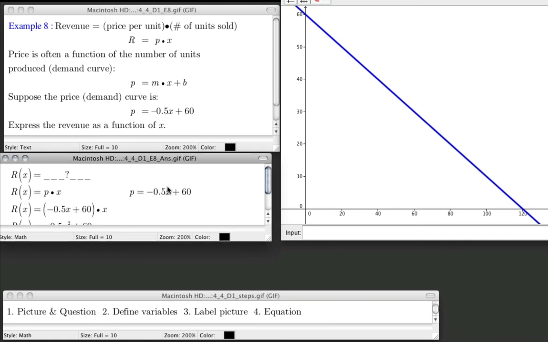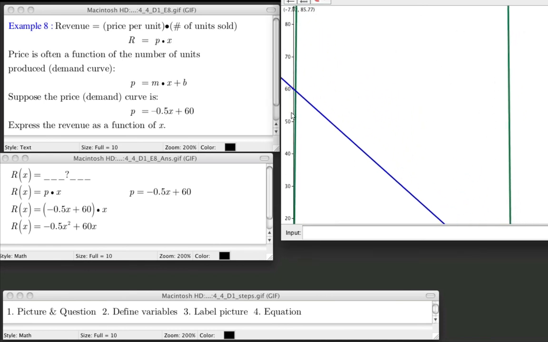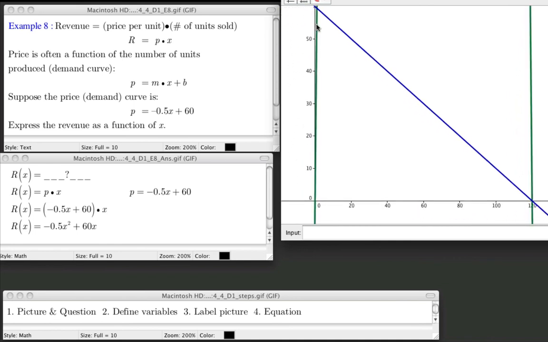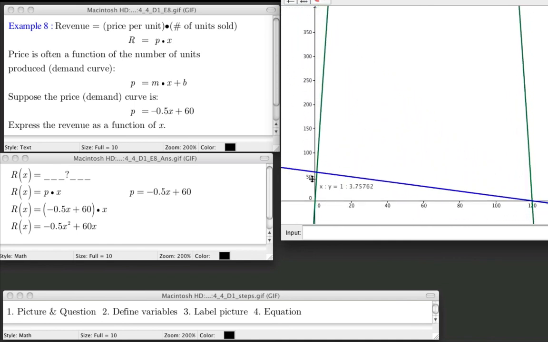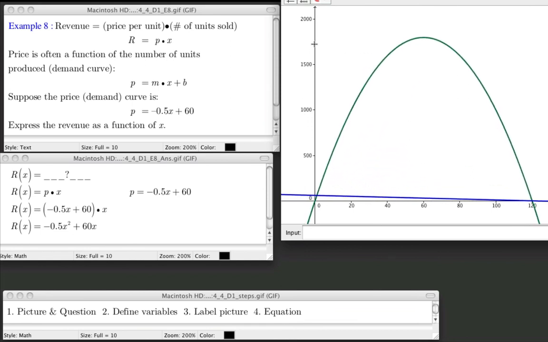Replacing the p with negative 1/2 x plus 60 gives me this. And then my revenue function is complete. It's written in terms of only one variable. I can look at that on the same exact graph as the price function. Because revenue is going to be much more than just the price, I'm going to need to scale this down. And I can see that my price function is quadratic. Sorry, take that back. My revenue function is quadratic. So I'm done.